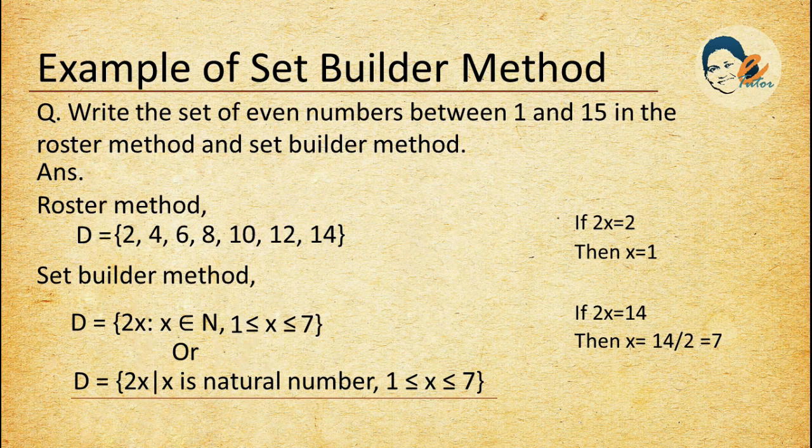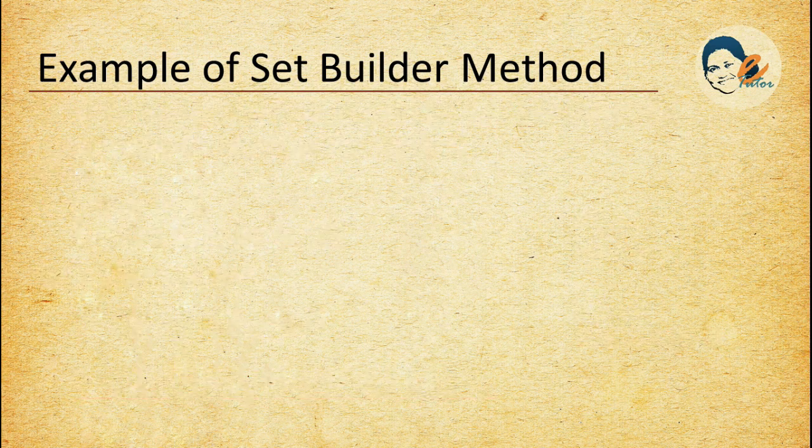Then we write the property or the rule that defines the elements of the set, and include the whole expression in curly brackets. So in both ways we can represent set builder notation. Now proceed to the next example of set builder method.